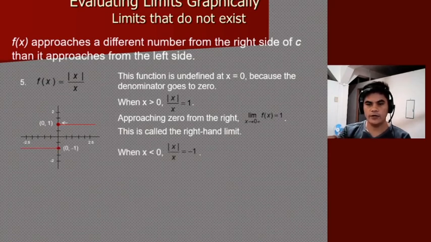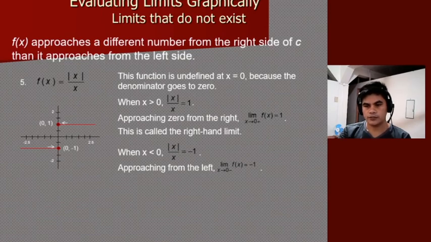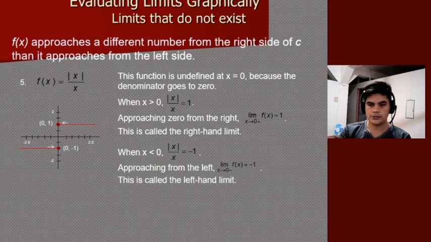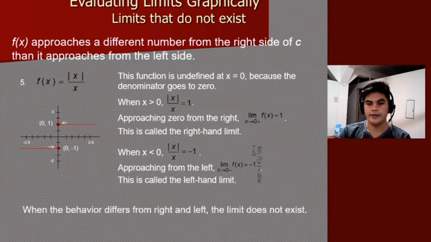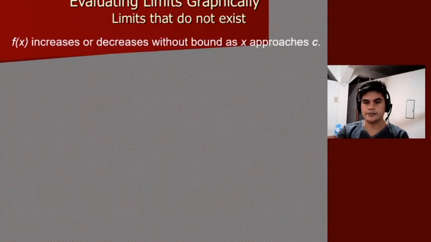Now, look at this example. When x is less than 0, the value is negative 1 from the left. Approaching from the left, the limit of f(x) is equal to negative 1 as x approaches 0 from the left. This is called the left-hand limit. When the behavior differs from the right and left, in general we can say in this function the limit does not exist. Again, if they do not meet at the same point, then the limit does not exist.